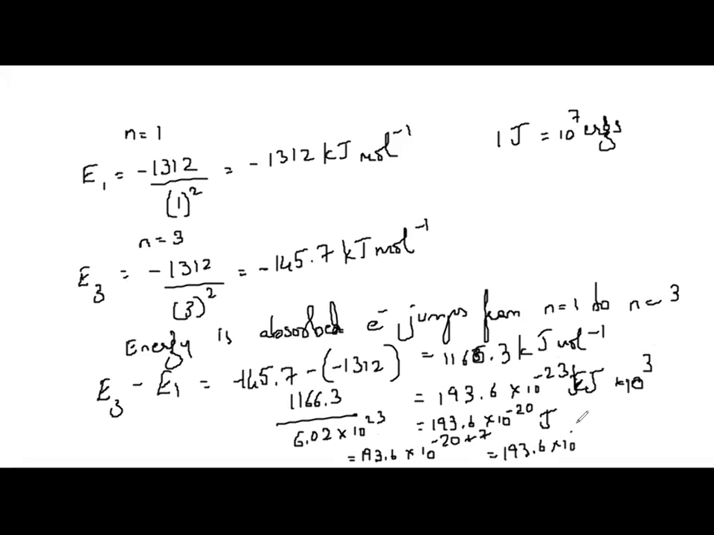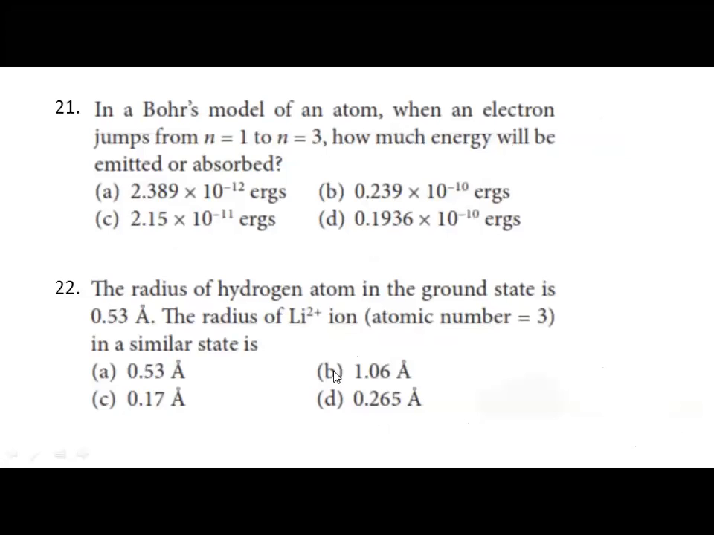193.6 into 10 raised to minus 13. Or I can write it as, shifting the decimal point 3 digits to the left, 0.193 into 10 raised to minus 10 ergs. Understanding? So I want what is in the options given. In that way, I need the option. So here the correct option is 0.1936 into 10 raised to minus 10 ergs.